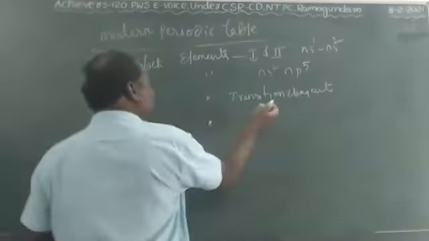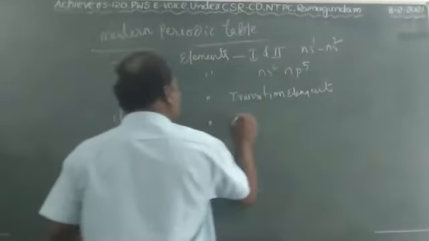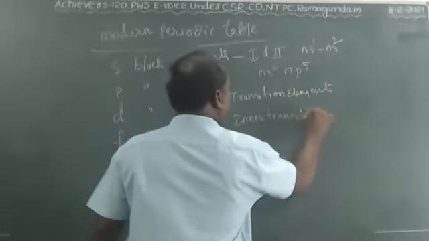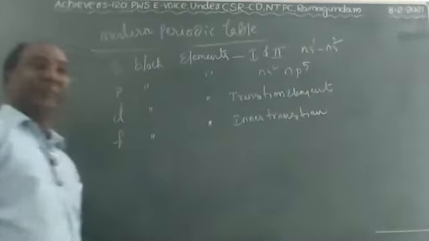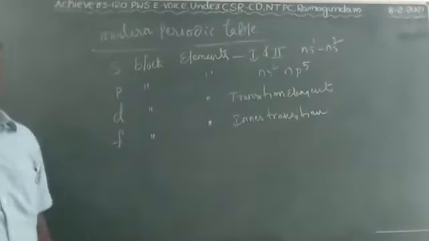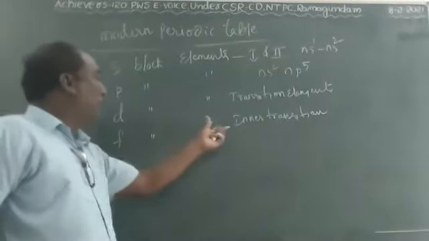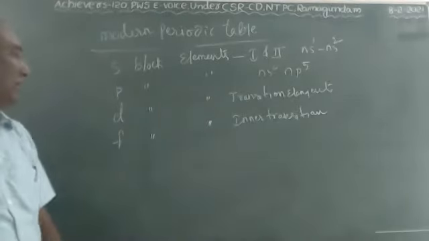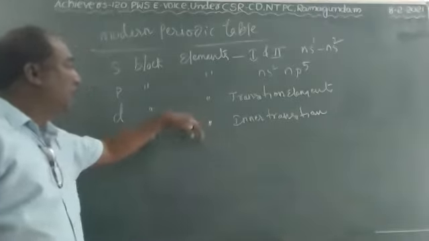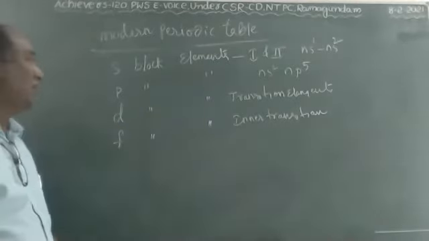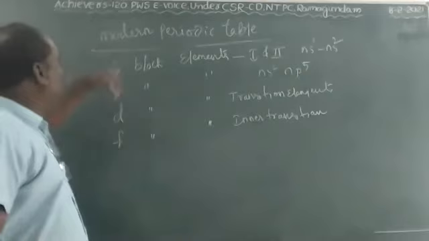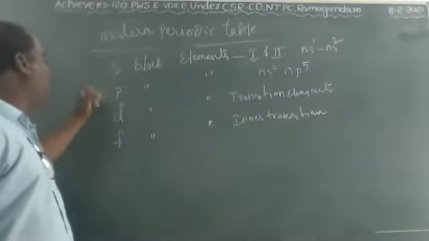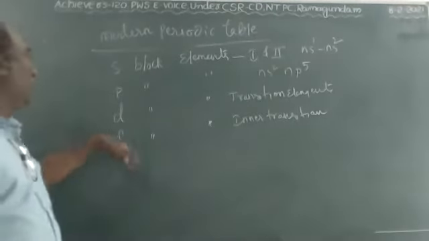F block elements are called inner transition elements. They are very similar to the D block elements, the transition elements. Their properties are found inside the transition elements, which is why we call them inner transition elements. Transition elements and inner transition elements have similar properties, children. So these are the elements according to electron configuration: S block, P block, D block, and F block elements.